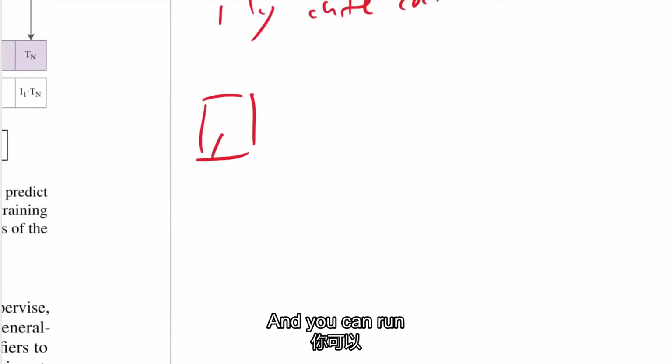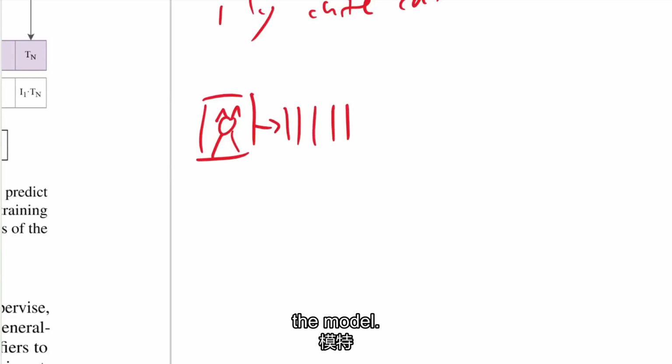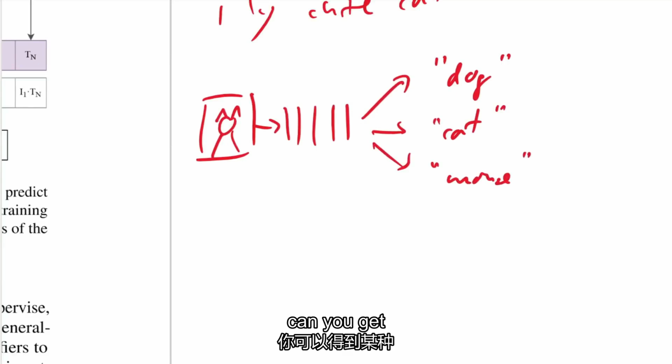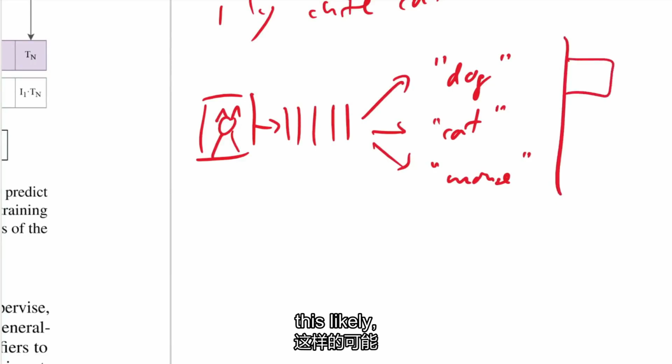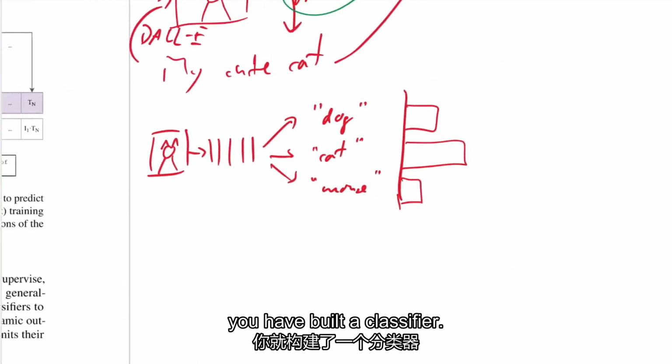and run it through your image encoding pipeline, and then instead of predicting a text, you can ask the model, how likely is the text dog? How likely is the text cat for this image? How likely is the text mouse? And then you get some sort of likelihood, right? So maybe it says dog is this likely, cat is this likely, mouse is this likely. And immediately you have built a classifier.